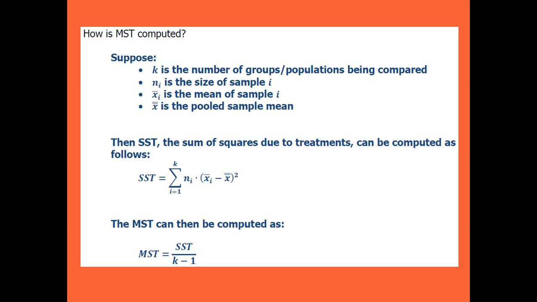But to back up a little bit just to see where this actually comes from, if k is the number of groups or populations being compared, you have n sub i and x bar sub i for each sample, and then x double bar is the pooled sample mean, where if you just combined all the samples together and took the sample mean of that giant group, that's your x double bar. The way that you compute the sum of squares due to treatments would be using that formula. It's a weighted sum where the sample sizes are the weights of the squared distance between the sample mean and the pooled sample mean. The reason I wanted to point this out is that the variance in the numerator is ultimately based on the spread of the sample means.